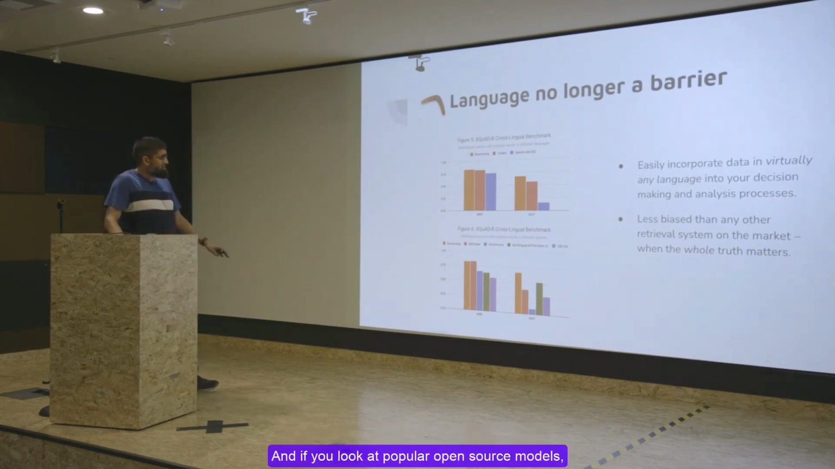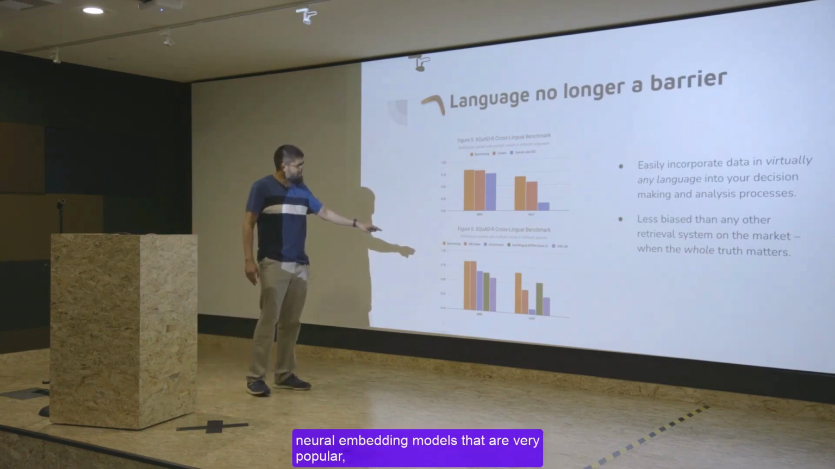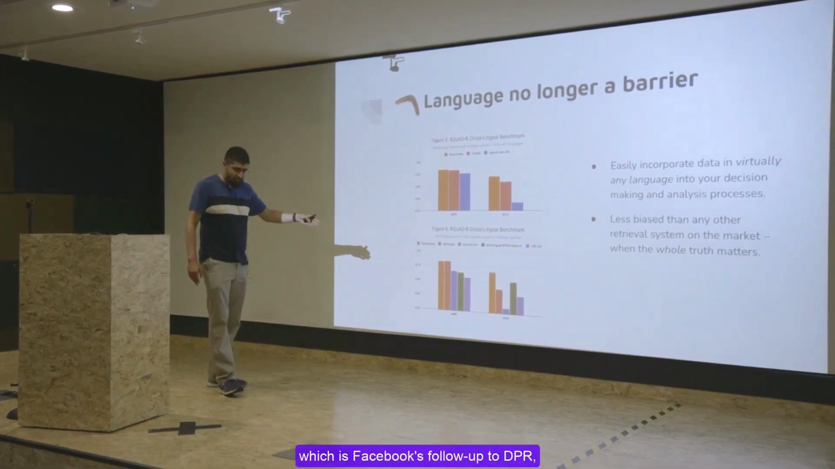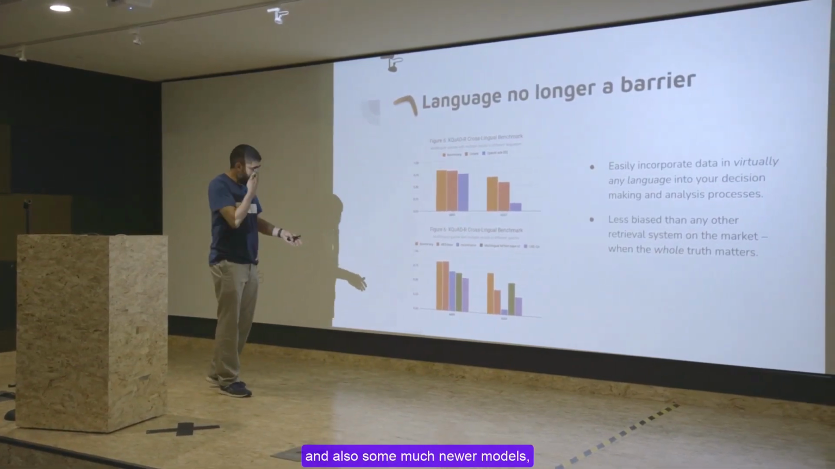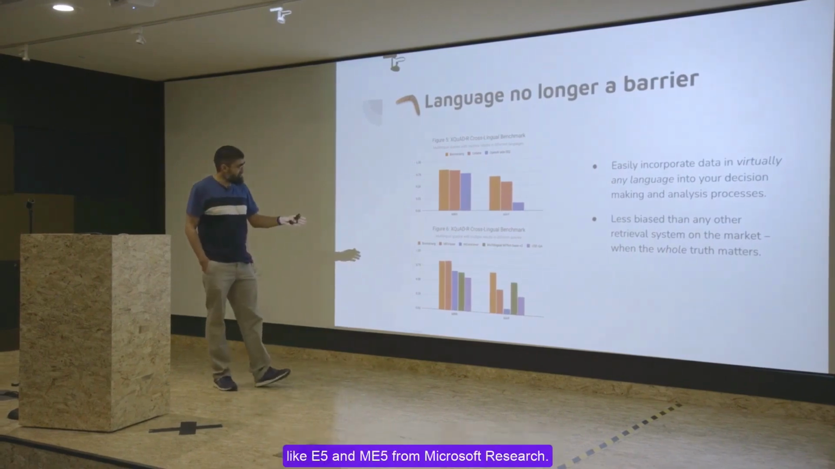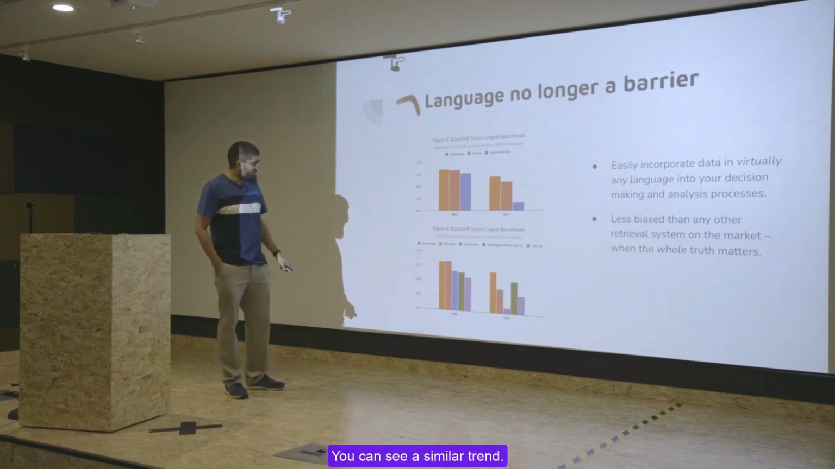And if you look at popular open source models, here we try to include a combination of neural embedding models that are very popular, like Contriever, which is Facebook's follow-up to DPR, and also some much newer research models that are quite cutting edge, like E5 and ME5 from Microsoft Research. You can see a similar trend.